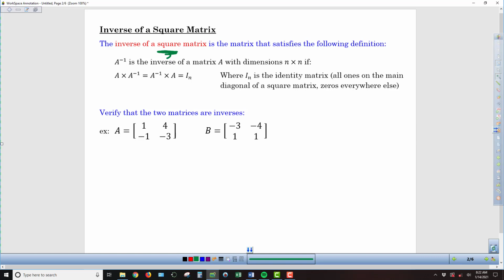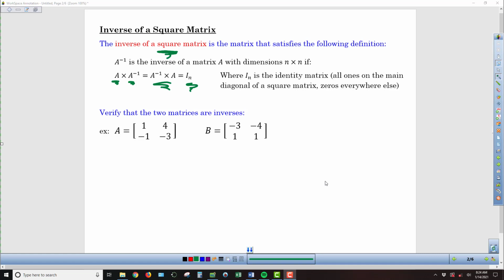And so an inverse matrix is one where if you take the original matrix A and multiply it by this inverse matrix, and it doesn't matter which order you multiply them in, whether it's A, the original, times the inverse, or the inverse times A, you're going to end up with the identity matrix, which is a matrix that has ones on the main diagonal from the top left down to the bottom right, and zeros everywhere else.